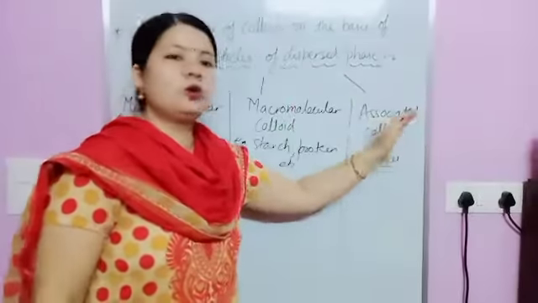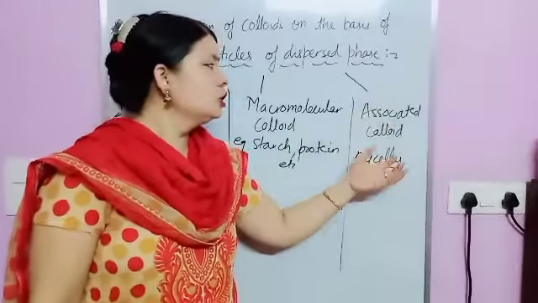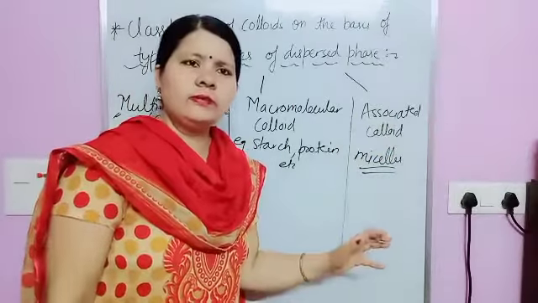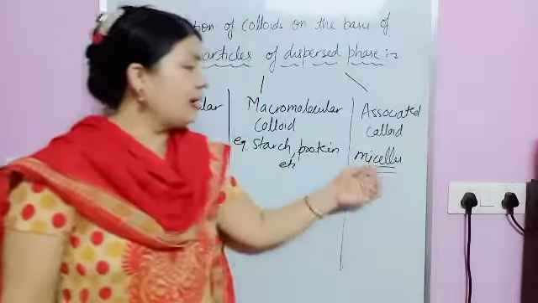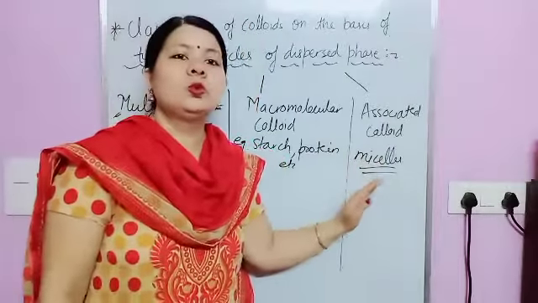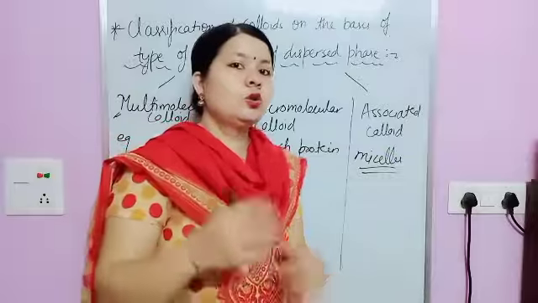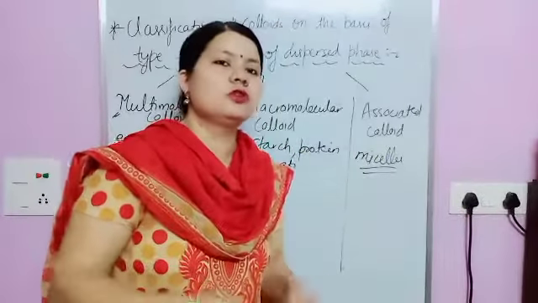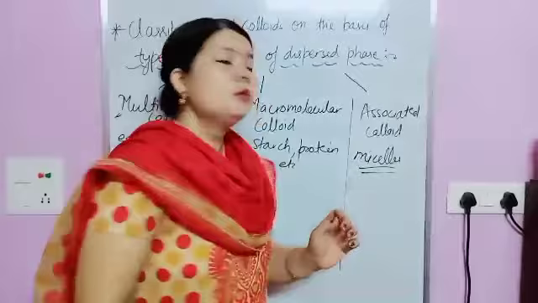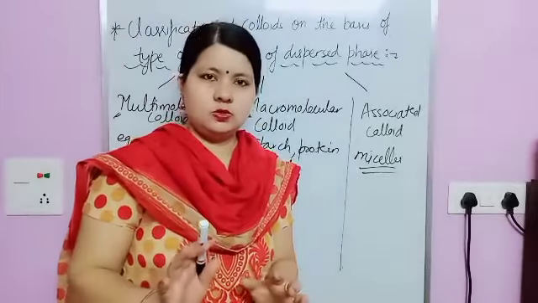So associated colloid, when present in less amount, acts as a normal electrolyte, but when its concentration increases, it acts as a colloid or colloidal solution, due to the formation of aggregate clusters, and those are known as micelles. Okay, this one is clear.